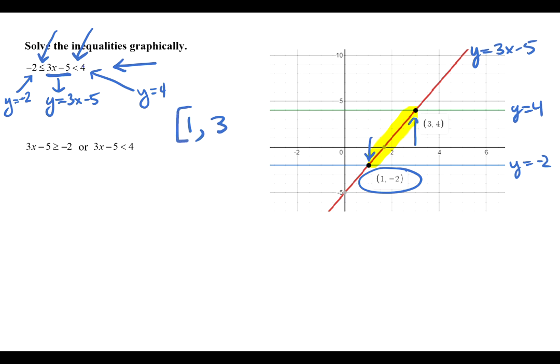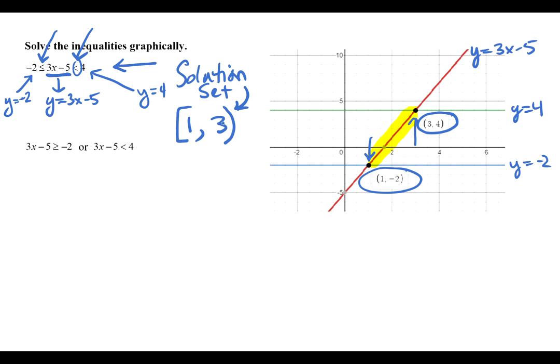On the other side, when we compare 3x minus 5 to 4, we have a less than, no equal. So we do not want to be equal to the intersection where we cross at 4. So the solution set would be the interval of numbers from 1 to 3, including the 1 but not including the 3.